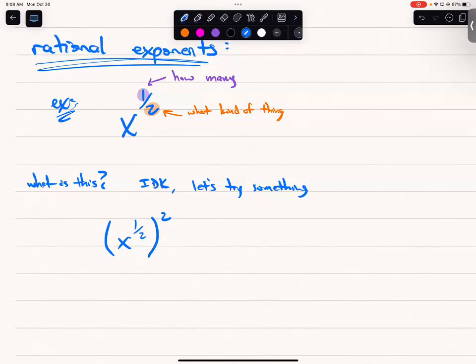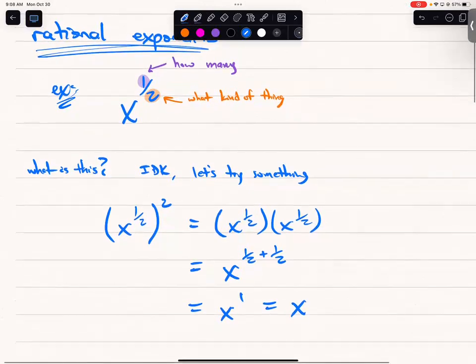All right, x to the 1/2 squared. How do you square something? Multiply it by itself. What do you do with the powers then? You add them, right? You're multiplying it together, so you add the powers together. What's 1/2 plus 1/2? 1. Hey, oh, hey. That's just x to the first power.